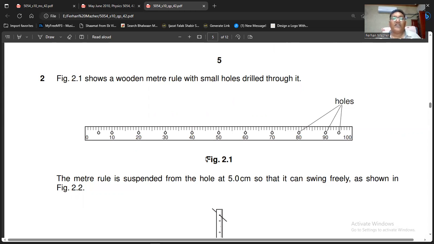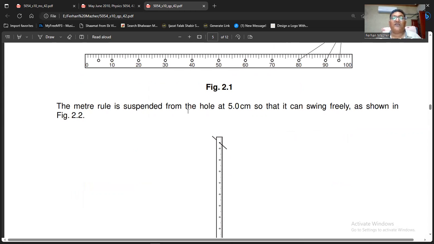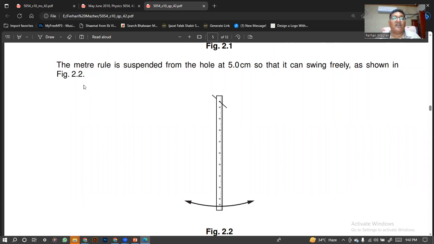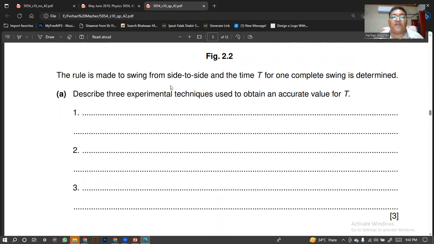The question says the meter rule is suspended from the hole at the 5 centimeter mark. So from this hole, through this pin, we suspended this, and then it will act like a pendulum and it can swing freely, as shown in figure 2.2. The rule is made to swing from side to side, and the time T, capital T, for one complete swing is determined. Describe 3 experimental techniques used to obtain an accurate value of T.